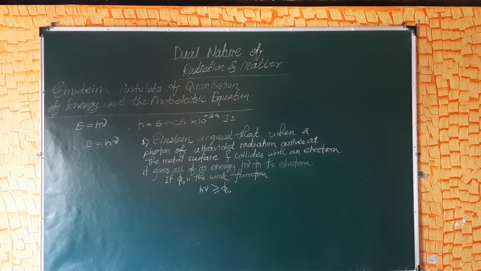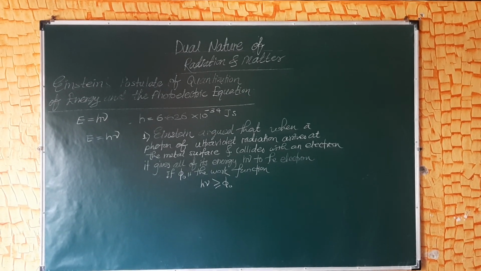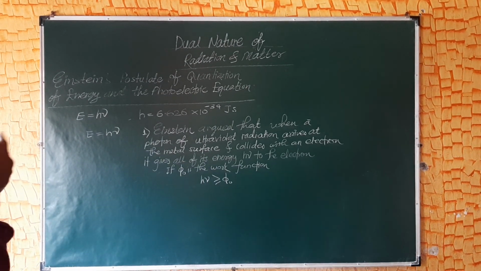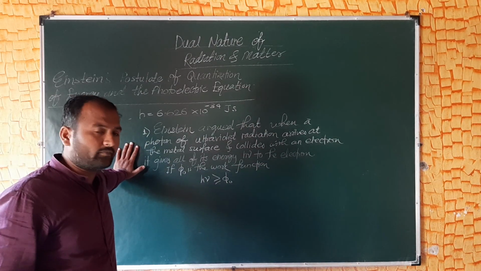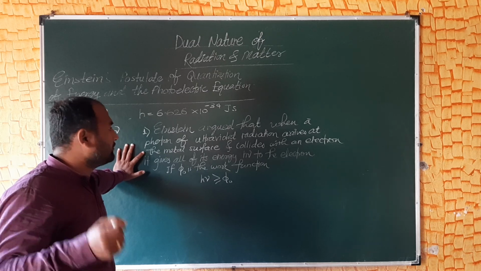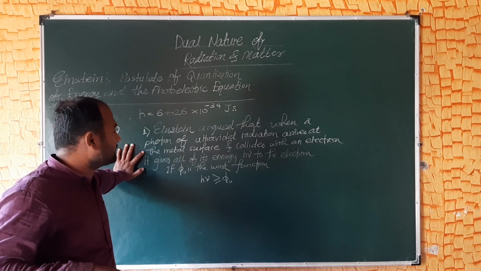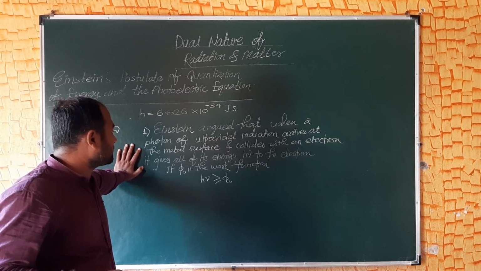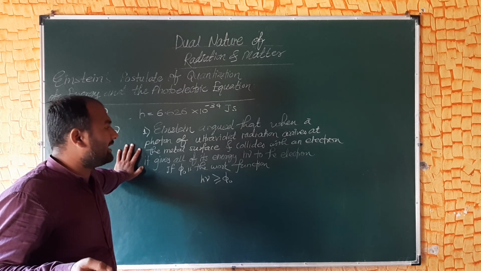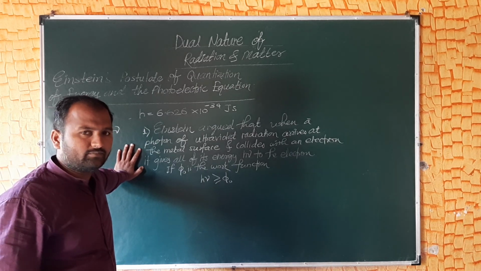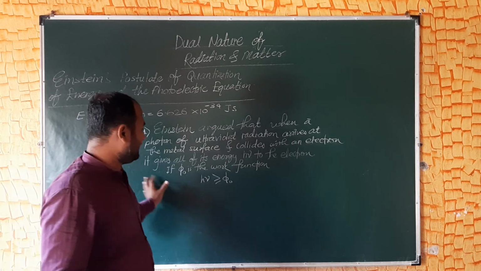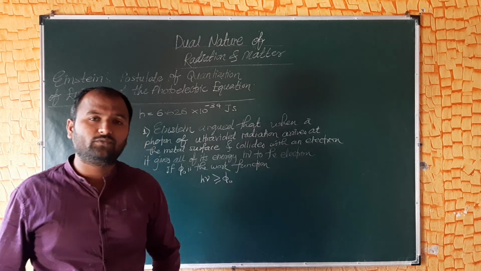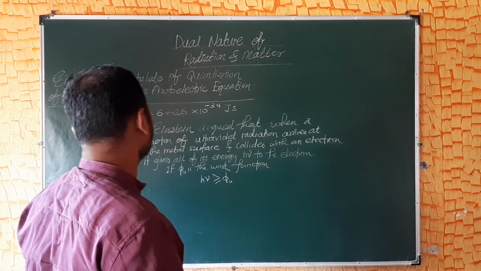So this is the first postulate. What is the first postulate? Here Einstein argued that when a photon of ultraviolet radiation arrives at the metal surface and collides with an electron, it gives all of its energy h nu to the electron. So phi naught is the work function, such that h nu is greater than or equal to phi naught. That is, if the work function is this much.